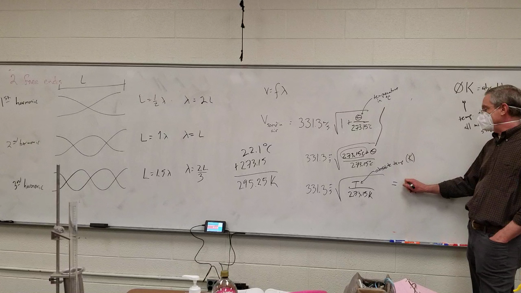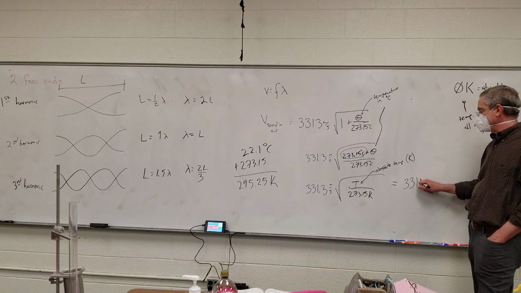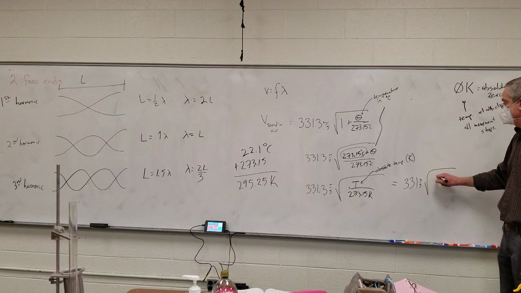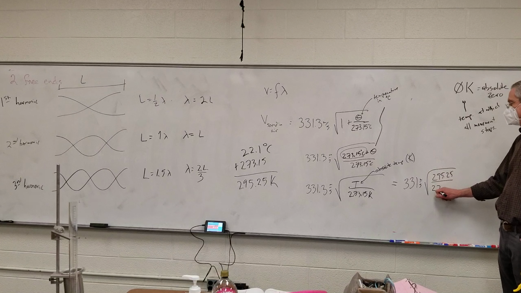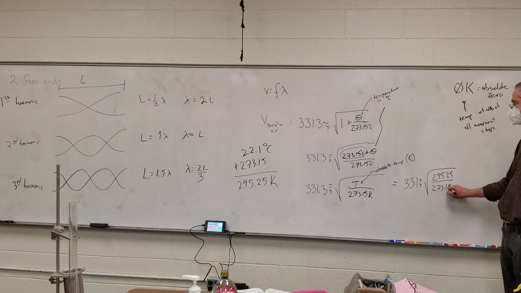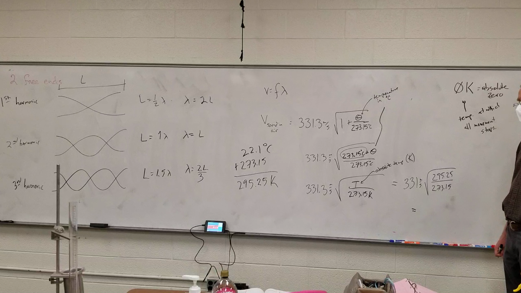All right, so the speed of sound should be 331 meters per second times the square root of 295.25 divided by 273.15. Which gets you something which someone will share with me, or us. Which should get us close to what John was saying earlier.